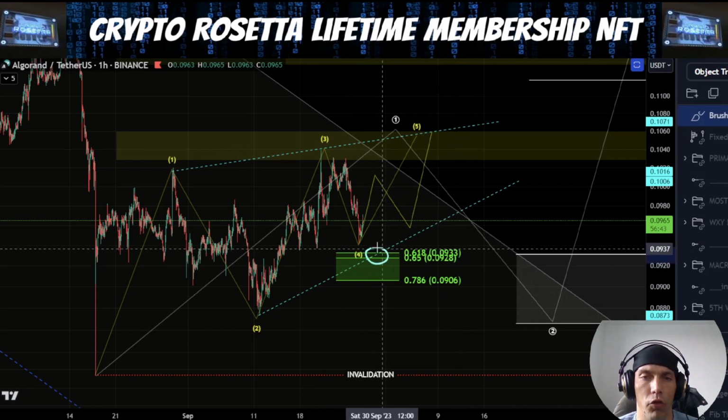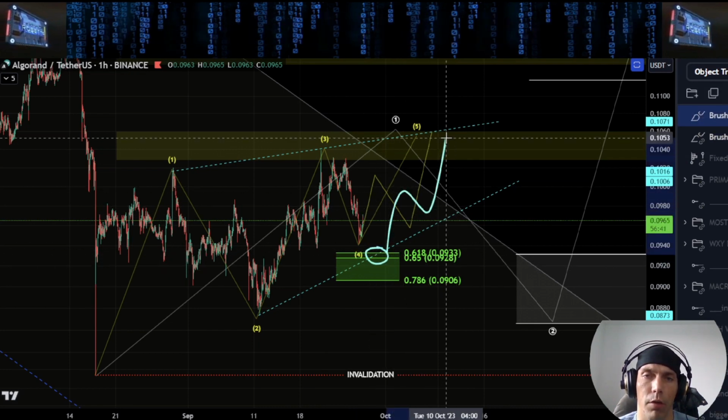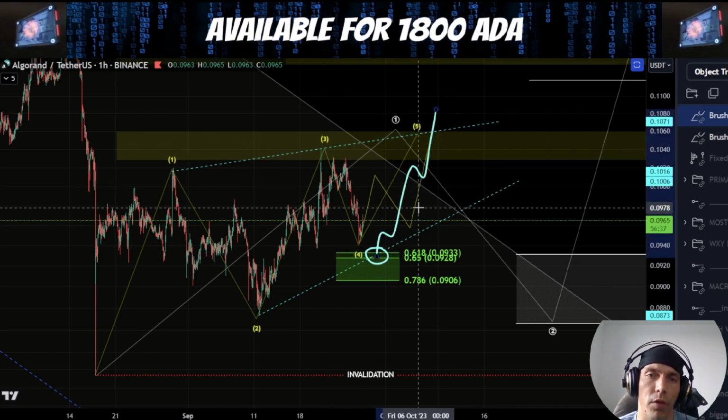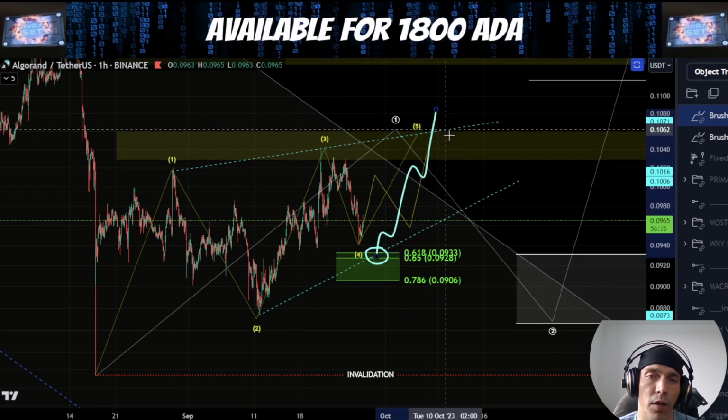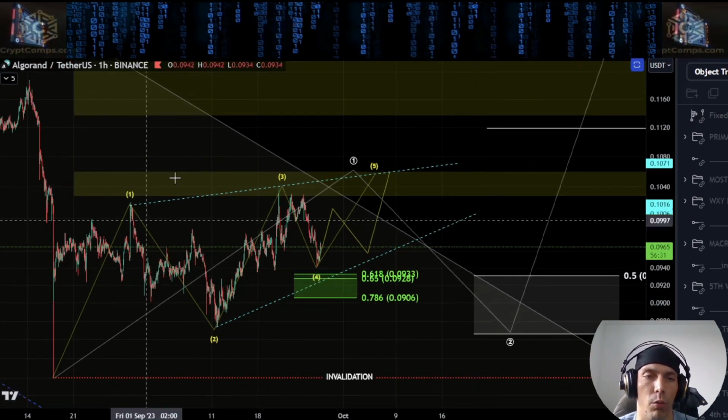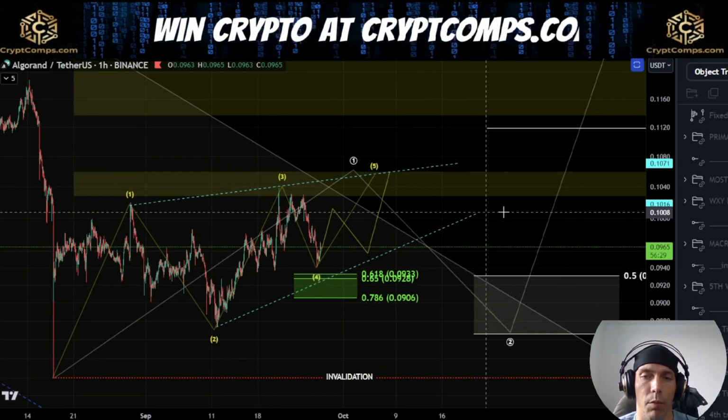If we do get this push down here, then I want to see whether we get 3 waves to the upside here, or whether we start to get 5 waves to the upside. If we start to get 5 waves up, then potentially we could be looking at the next leg of this, where this is actually 1, 2, 1, 2, and then we're going to see that bigger rally.